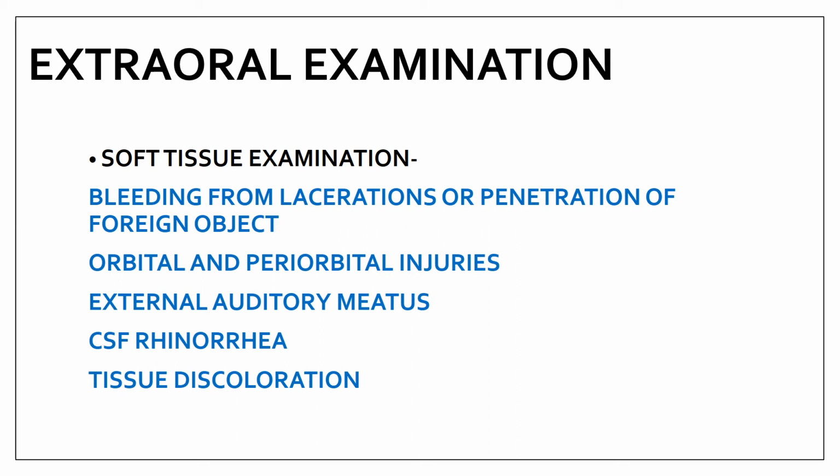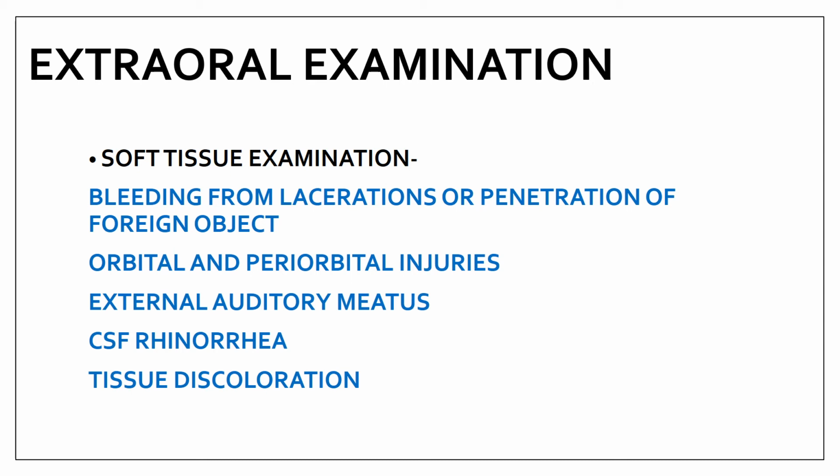The next is CSF rhinorrhea. We have seen CSF rhinorrhea in Le Fort itself. You're going to check the nose for blood. Leakage of CSF through the nose can indicate a case of Le Fort 3 or 2. Then you're going to look at tissue discoloration.